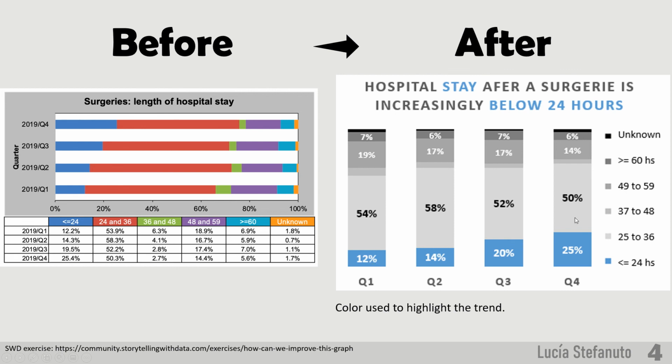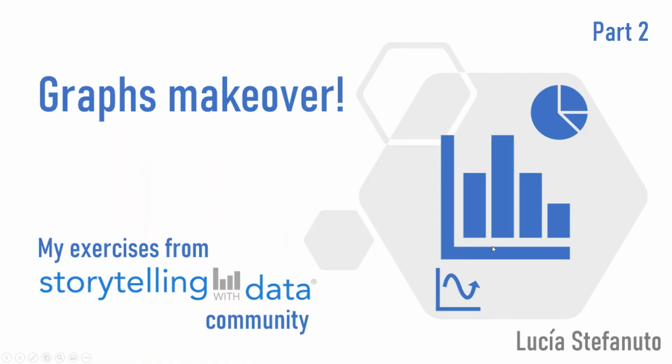But if we change the colors, we see that the below 24 hours is in blue, and we see it increasing, and the quarters are going from left to right as we are used to reading dates. And this way, it is easier, and you connect the color with the title, and it's understandable.